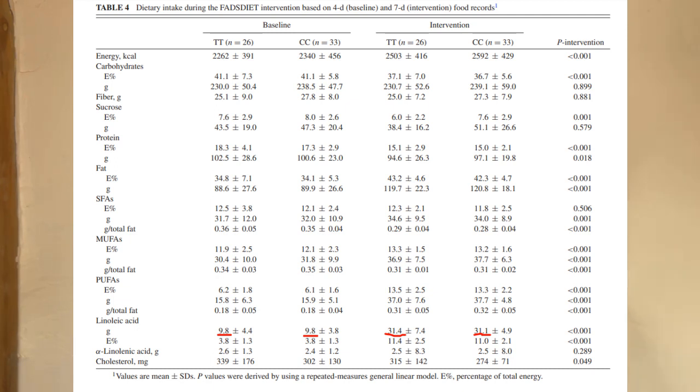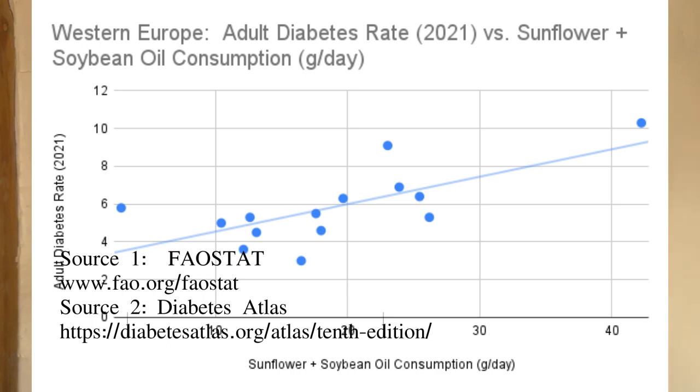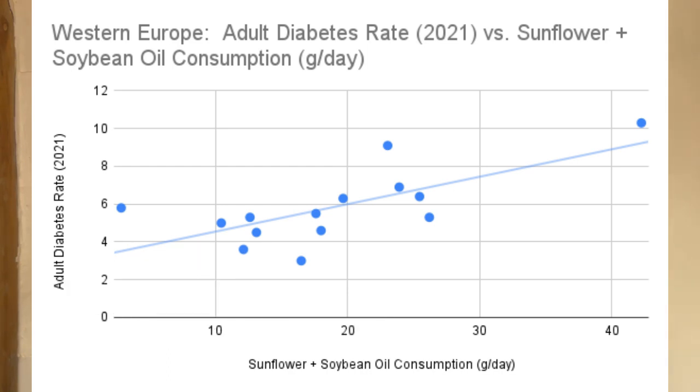And so that's really interesting just to start. And by the way, that made me wonder, do these Northern European countries have low levels of diabetes? And of course they do. If you graph out all of Western Europe, diabetes levels versus vegetable oil consumption, you can see there's a strong linear correlation.